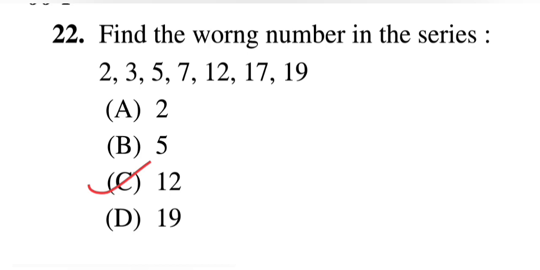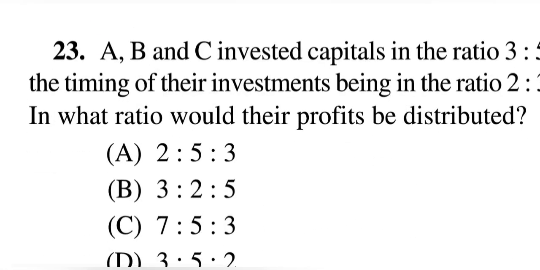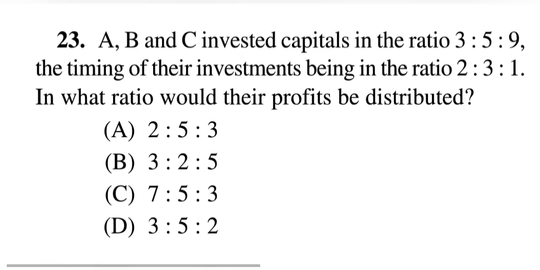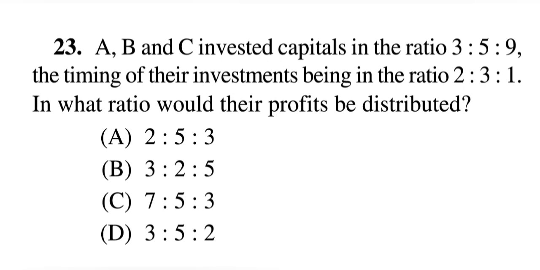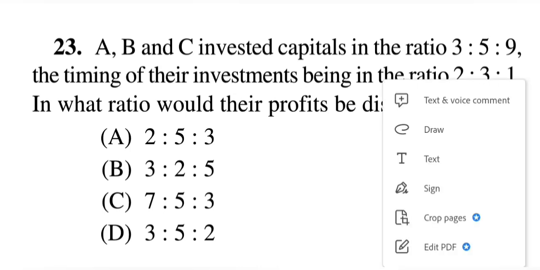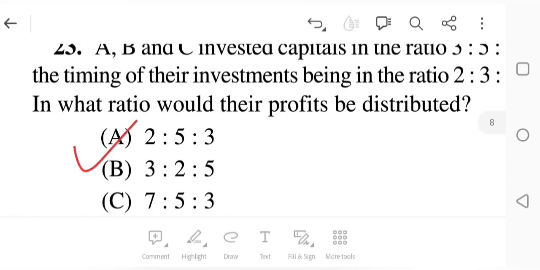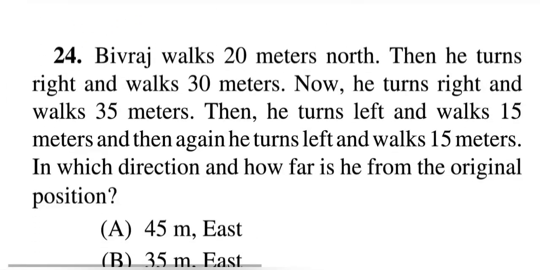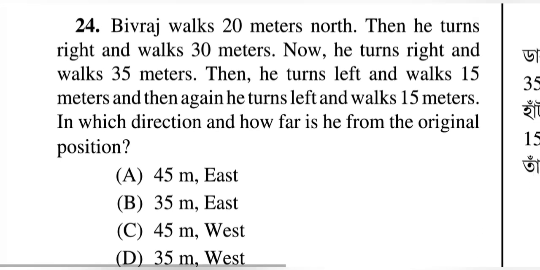23, it says this is also related to maths, so I will not try to show you how to solve it. I will just tell you the correct answer of this question. A, B and C invested capitals in the ratio 3, 5, 9, the timing of their investment being in the ratio 2, 3, 1. In what ratio would their profits be distributed? Correct answer of this question will be 2, 5, 3. How? That I don't know. Solve it.